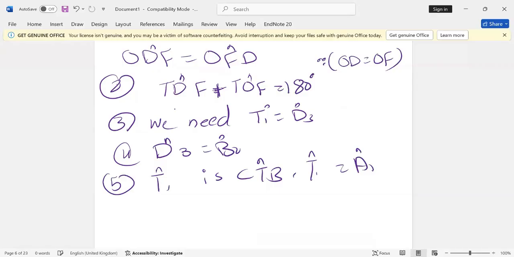So final conclusion based on the typical solution structure. So it is likely that DOF equals T1 plus T2 plus T3. Okay, so the intended proof is to show DTF plus DOF are supplementary. So we can say that TODF is a cyclic quadrilateral, exterior angles, AOF equals FTD. Okay, so this is the required thing that we have to prove for this.